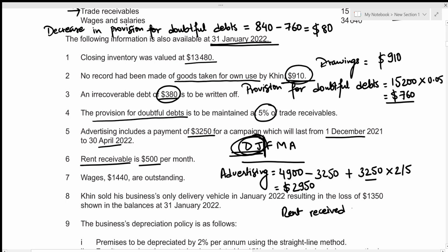And we have the accounting period of 12 months, right? So if we were to receive 500 per month for 12 months, that just would be 500 times 12. And the total rent received in this particular accounting period would be 6,000.